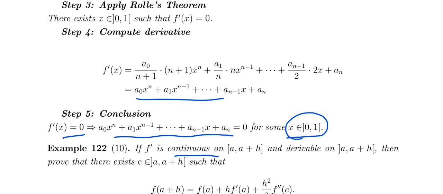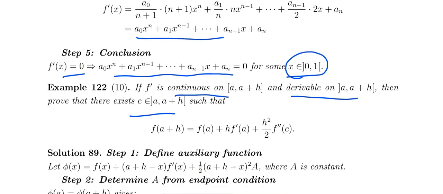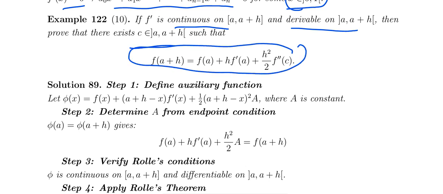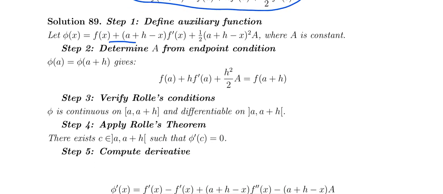Okay, the derivative is continuous and differentiable on a comma a plus h. There exists some point c, c belongs to a comma a plus h, f of a plus h equal to f of a plus h times f dash of a plus h square by 2 factorial, that is 2 into f double dash of c. Okay, ஞாபகம் வைத்துக்கொள்ள முடிந்தால் வைத்துக்கொள்ளுங்கள். That is, f of x equal to இந்த மாதிரி function வைத்துக்கொண்டு you can apply Rolle's theorem.